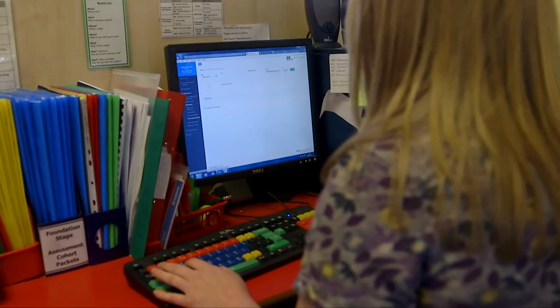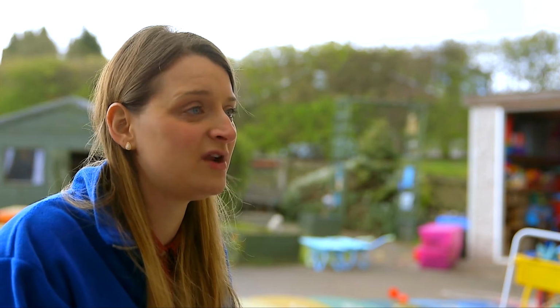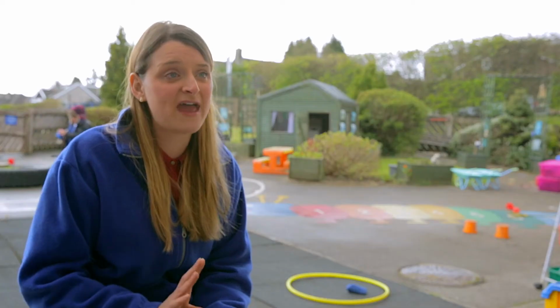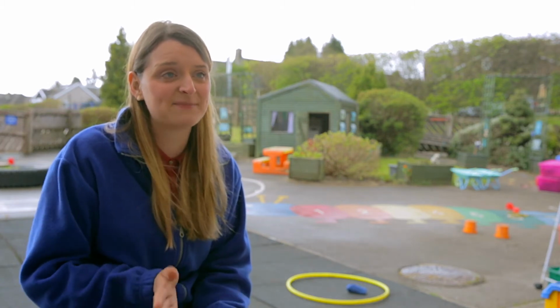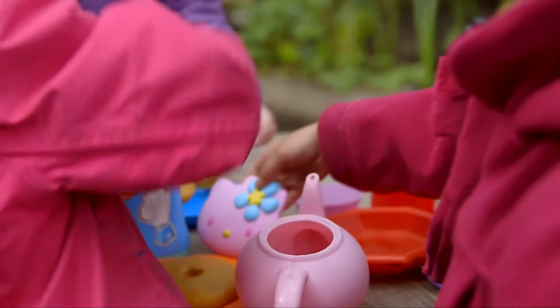Before, it was usually our early years lead who would have all the access to the data and where children were at, and then she would have to filter it to us. Now it's all there for us to look at all the time, so we can use that data to see where gaps are and plan how we can support the children in the provision with the areas that they need help with.